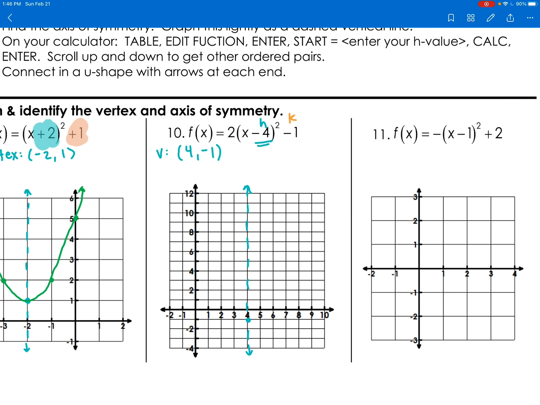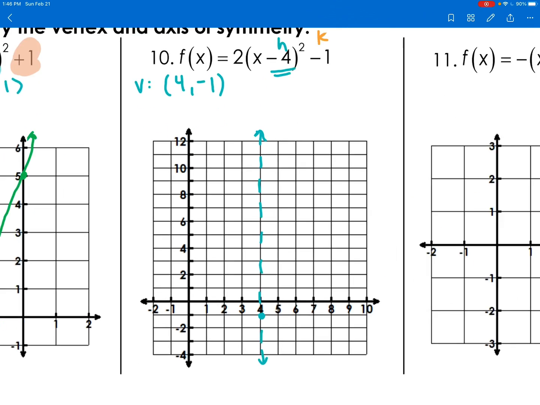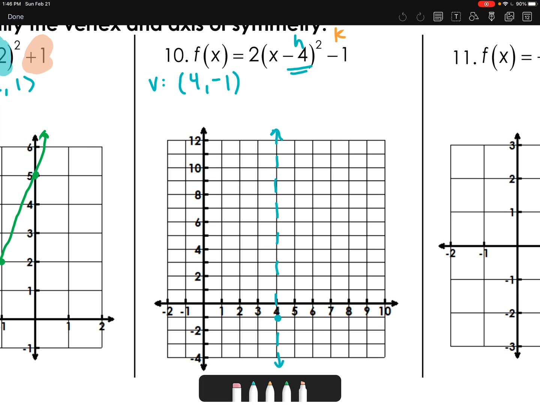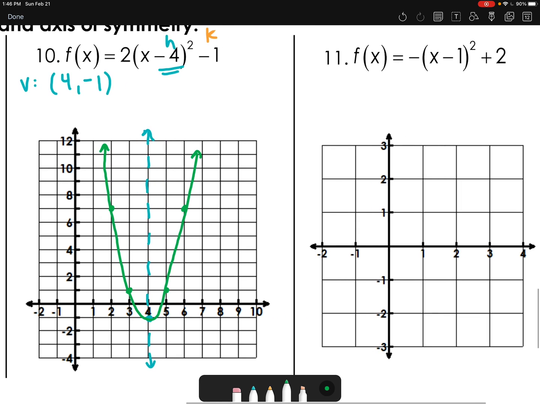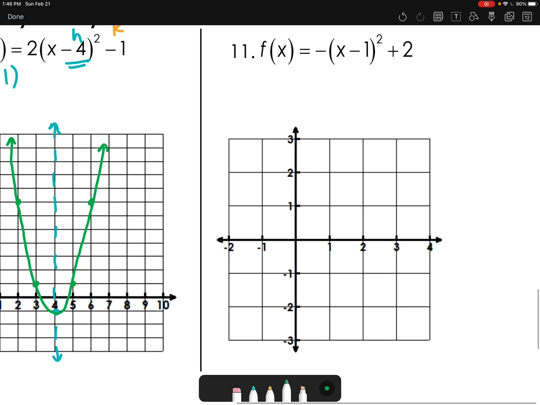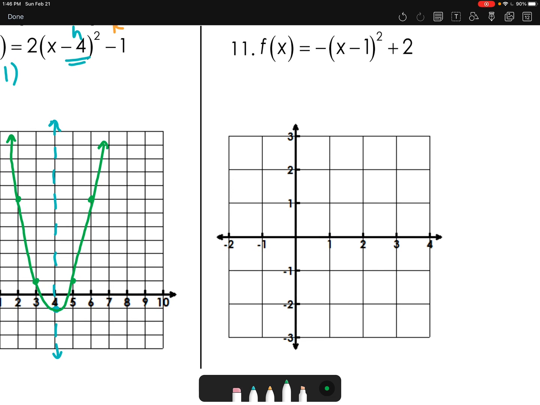So I'm going to go back to the notes here. And our points here, let's see, we have 3, 1, and 2, 7 as 2 points on that side. I'm going to scroll down and find my other points at 5, 1, and 6, 7. And then I'm going to connect everything together. And there you go.